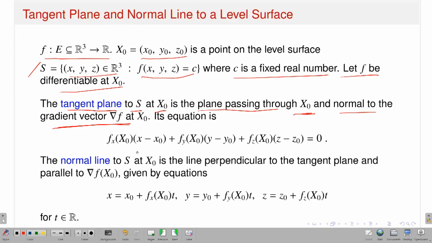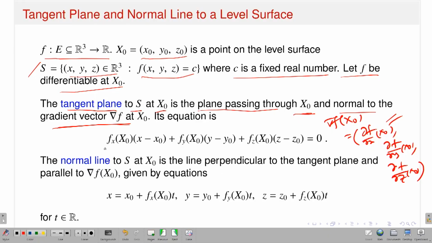So you write the gradient vector of f at x naught. This is nothing but del f del x at the point x naught, del f del y at x naught, and del f del z at x naught, because I am in 3 dimensions, so it is a point in R3. This is my gradient vector at x naught. I want the equation of a plane passing through the point x naught and normal to the gradient vector.